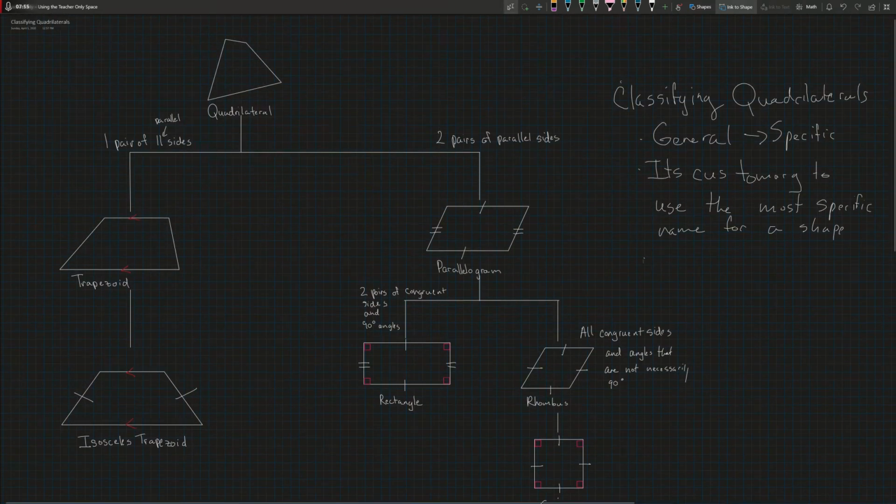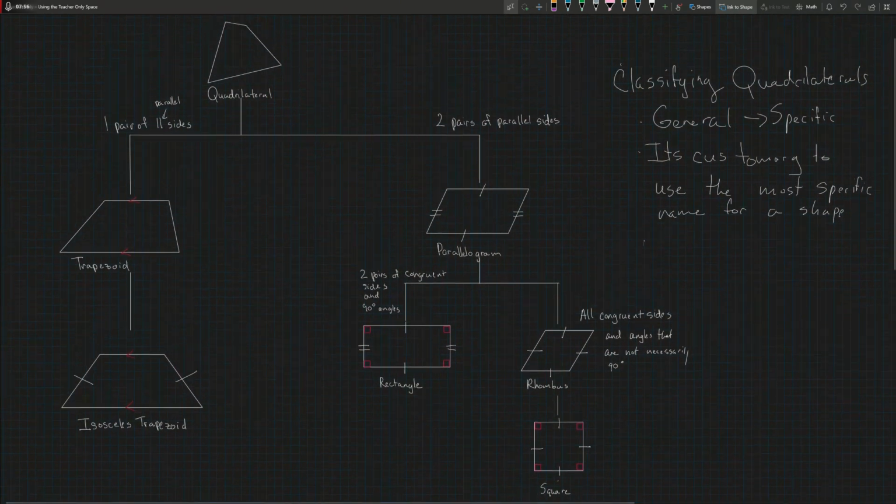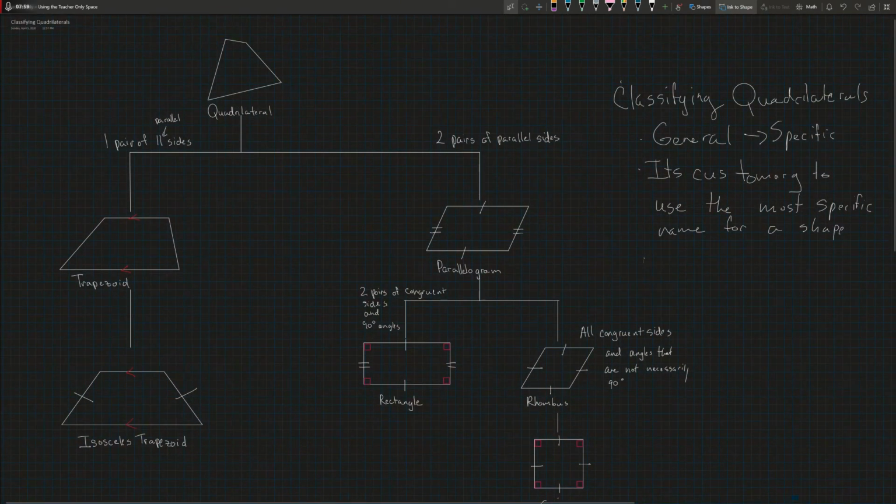So this is the basics on how to classify quadrilaterals. In our next lesson, we're going to be talking about the properties of the diagonals of the quadrilaterals.